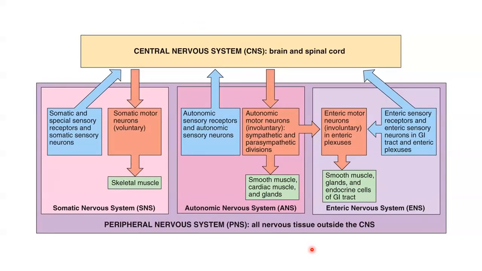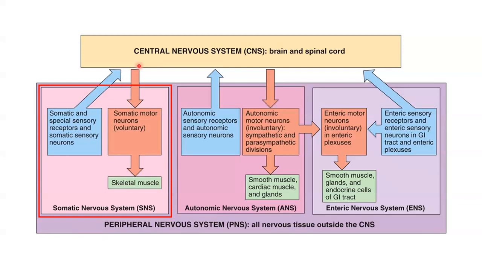All of the nervous tissue of the peripheral nervous system is then divided further into a somatic nervous system, an autonomic nervous system, and an enteric nervous system. The somatic nervous system consists of sensory neurons that convey information to the central nervous system from somatic receptors in the head, body, and limbs, and then also receptors from our special senses, so vision, hearing, taste, and smell.